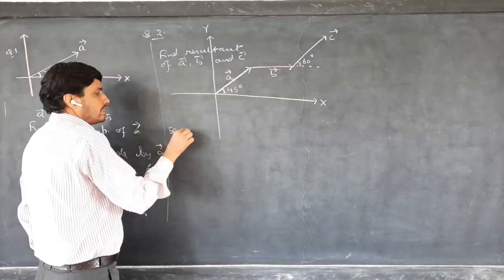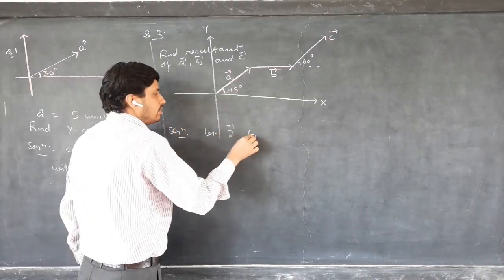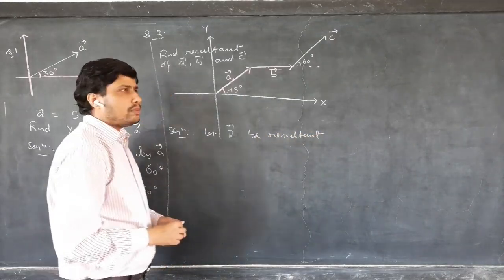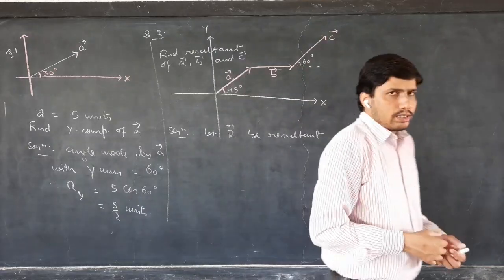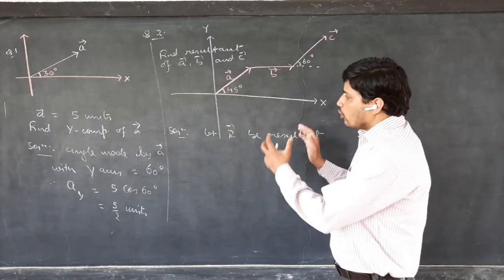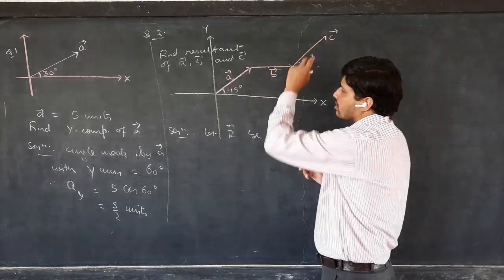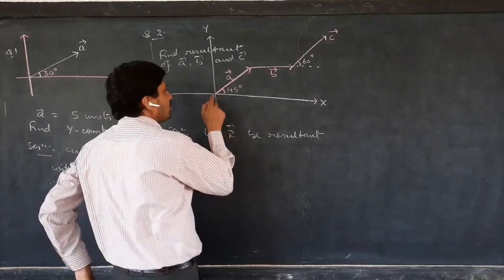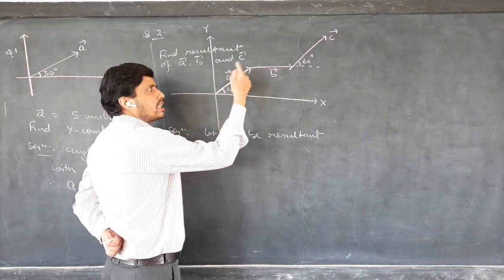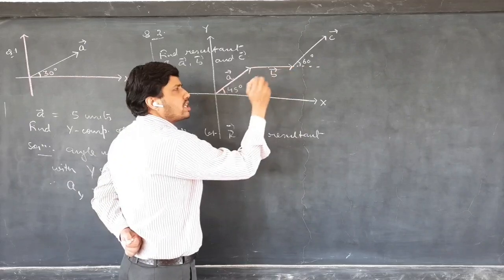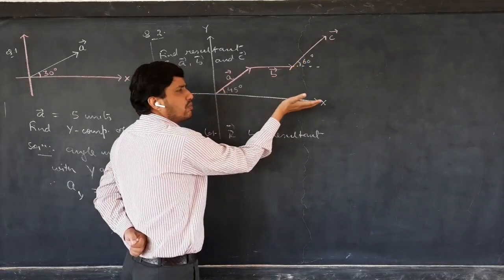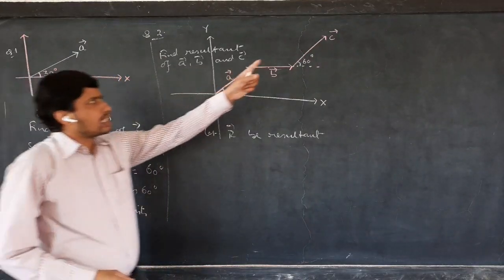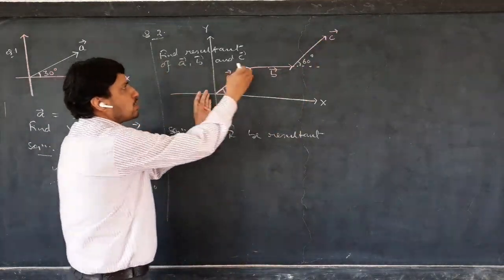So solution, let R vector be the resultant. Now when we say R vector is the resultant, that means this vector is the cumulative effect of operating these three vectors one after the other or simultaneously. For example, suppose this vector is a displacement. A person moves in this direction to this point. Second step, he moves horizontally to this point. Third step, at an angle of 60° with x-axis, again moves some distance to this final point.